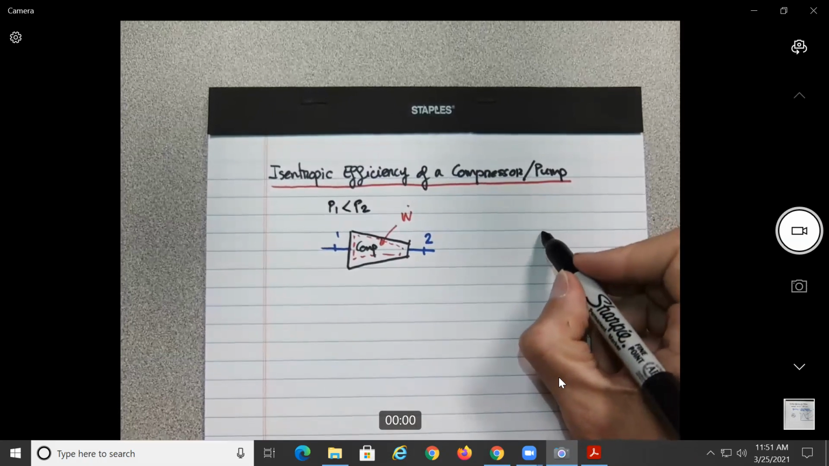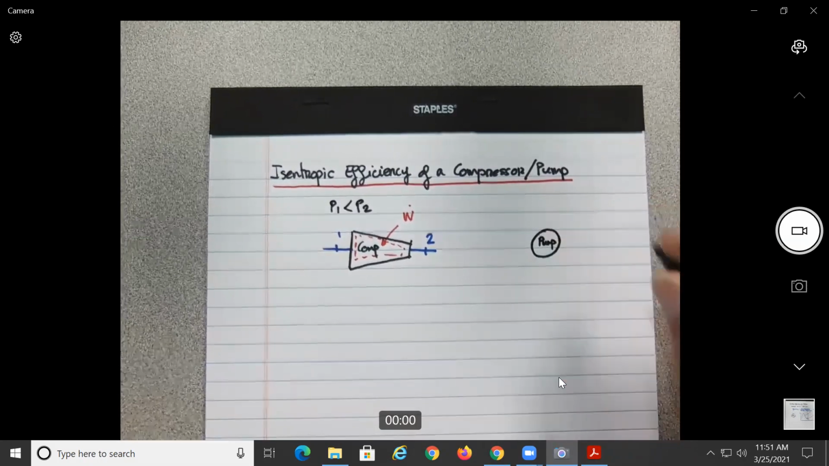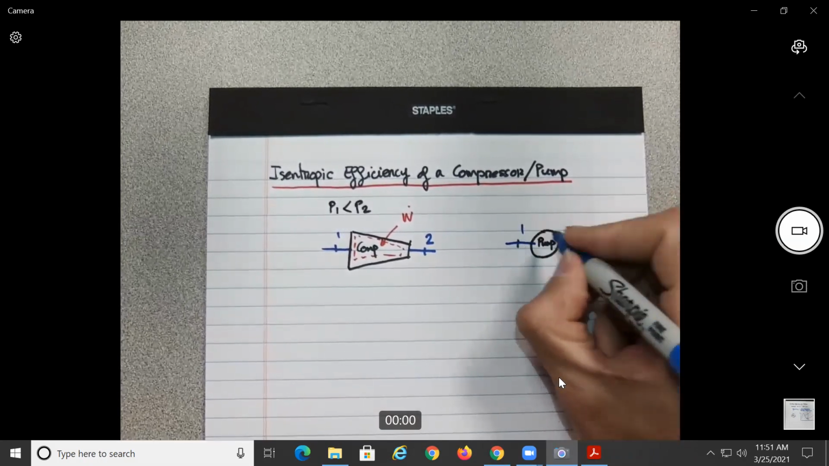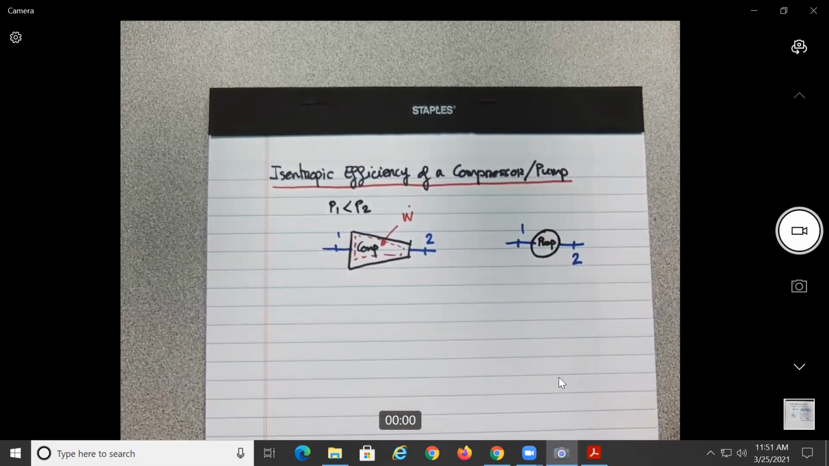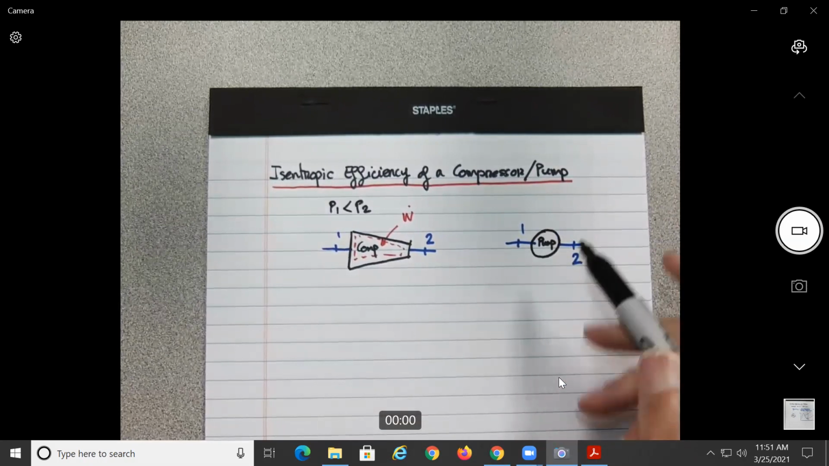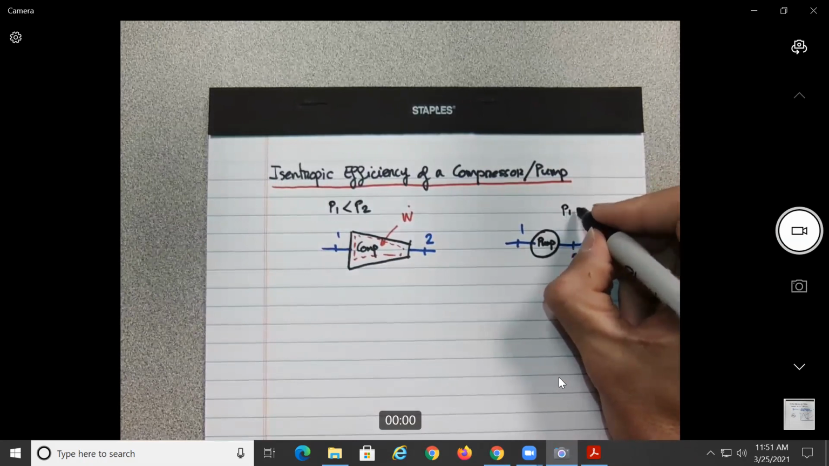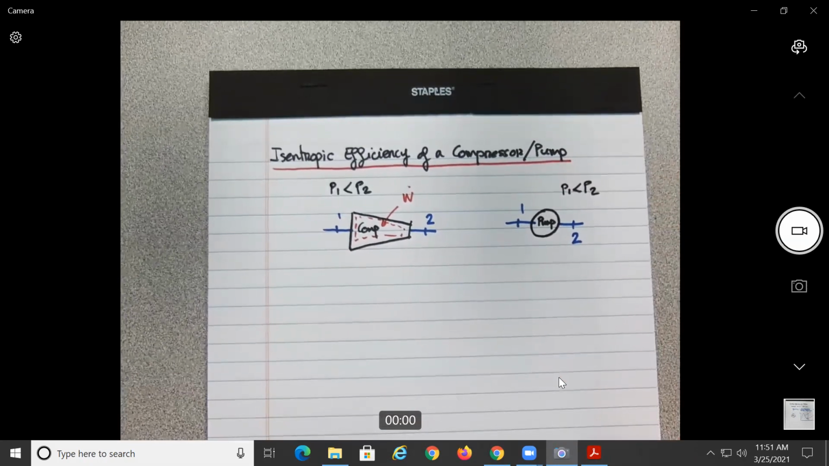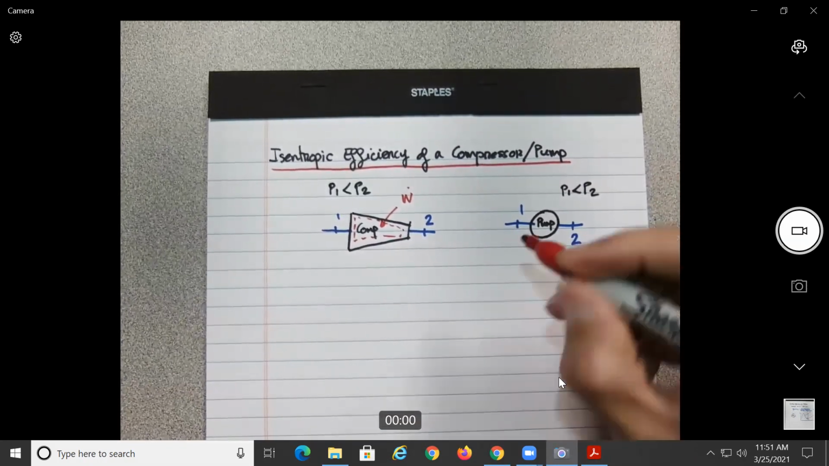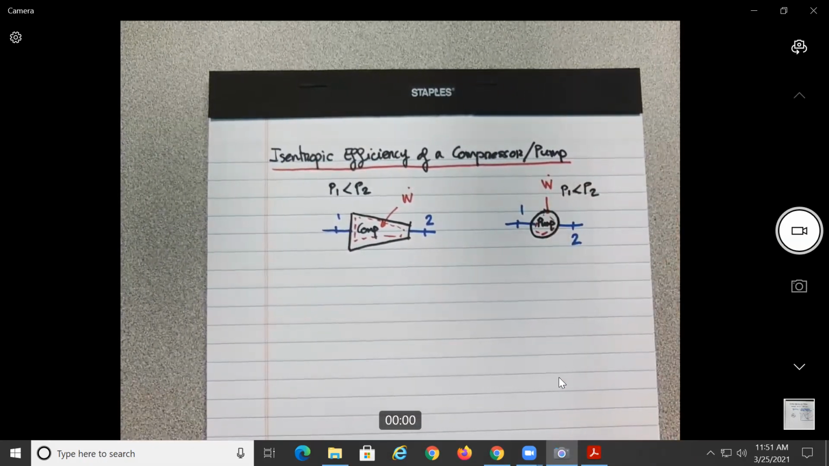And if you have a pump, let me just do a figure here for the pump. It will be exactly the same one. 1, 2. The pump will increase the pressure, no? So P1 should be lower than P2. Same function. And this will be the control volume. In order for that to happen, you also need to provide work or power.